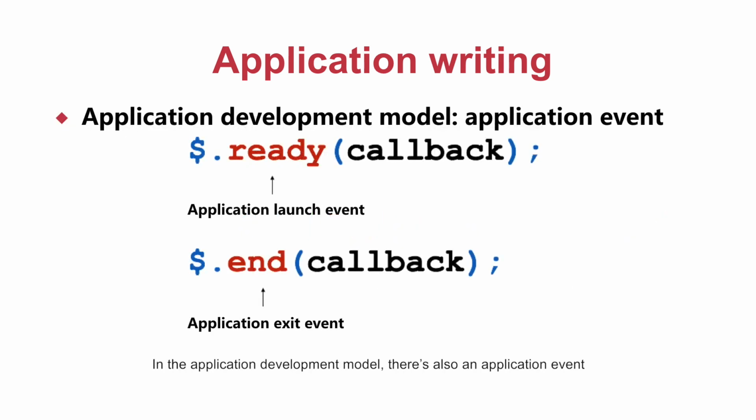In the application development model, there's also an application event. There are two main application events for a Ruff. One is the event of ready, which means that the initialization of the entire development board has been completed. After we enter this application event, we can do some desired hardware control. And the other event is the event of end, which means the exit of the entire application. Here we may do some cleaning.